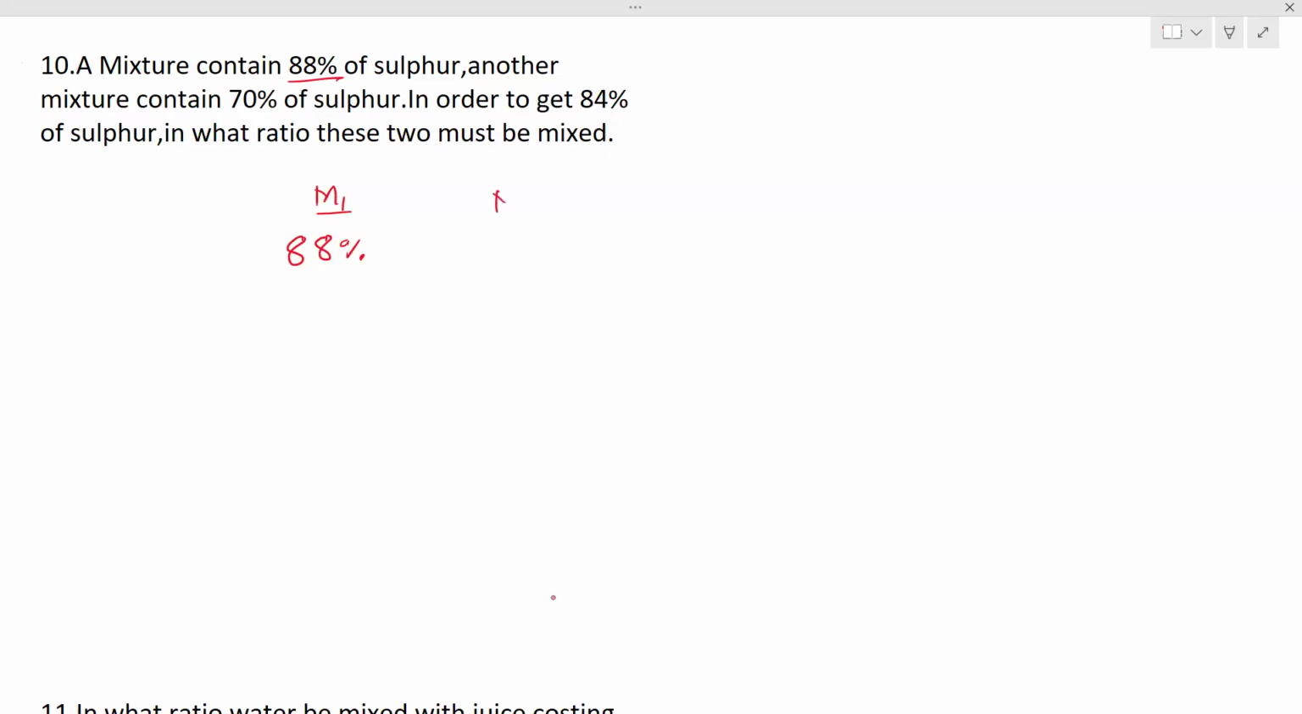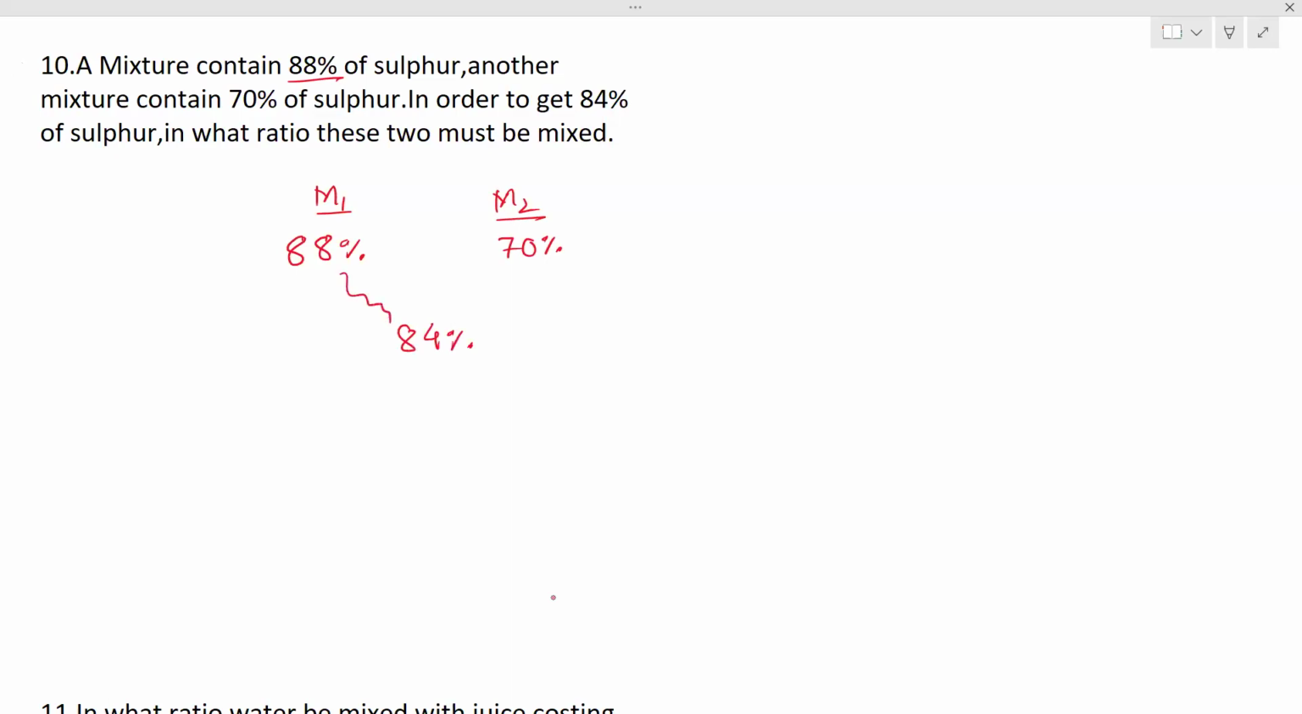I'll take up another mixture. I'll call it mixture 2. Another mixture contains 70% sulfur. 70% sulfur meaning I have to write 70% here. In order to get 84% of sulfur, that is the combined average part, 84% of sulfur. In what ratio must these two be mixed?